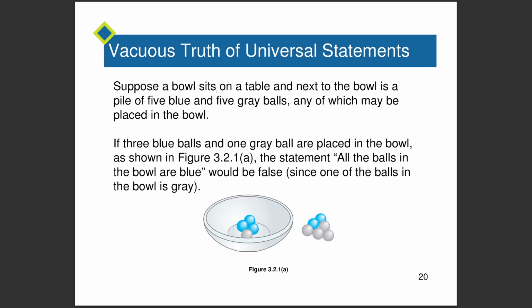Suppose that a bowl sits on a table, and next to the bowl is a pile of 5 blue and 5 gray balls, any of which may be placed in the bowl. So this is it here. If 3 blue balls and 1 gray ball are placed inside the bowl from this set, then the statement "all the balls in the bowl are blue" would be false. Why? Because we have one of them being gray.